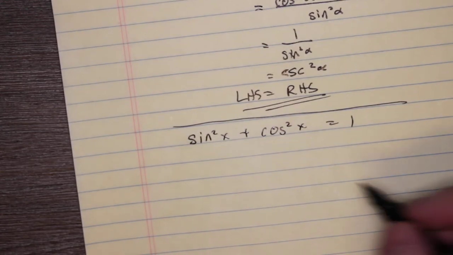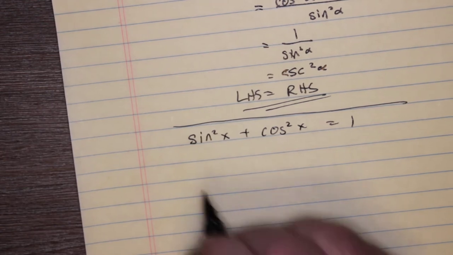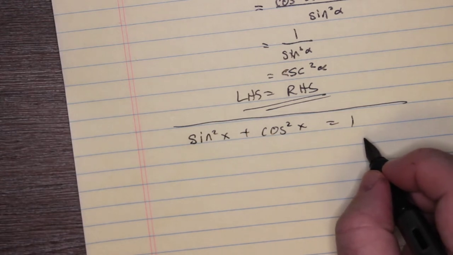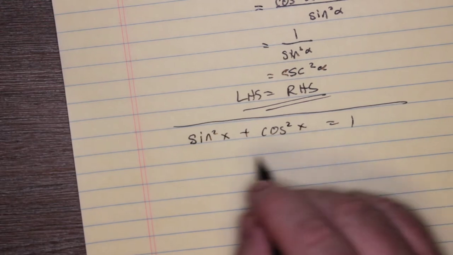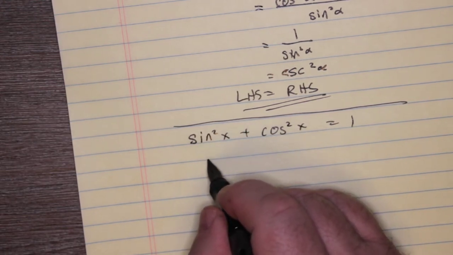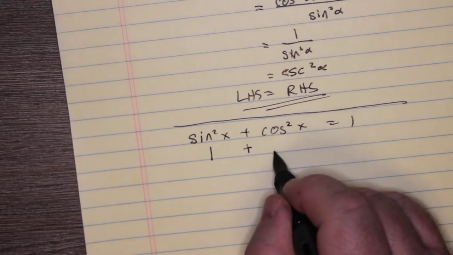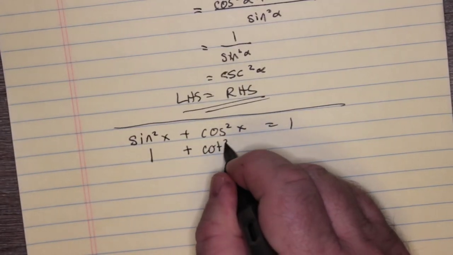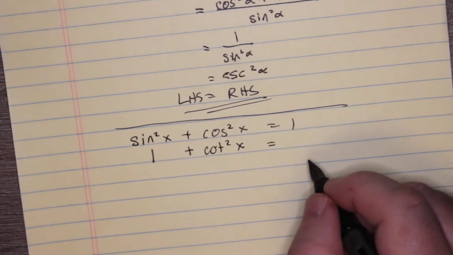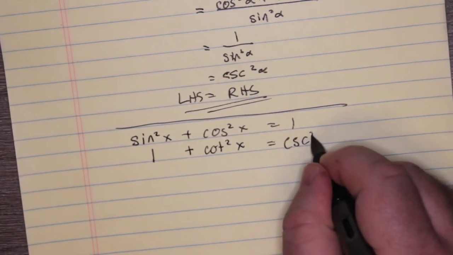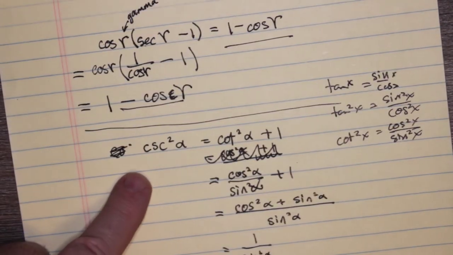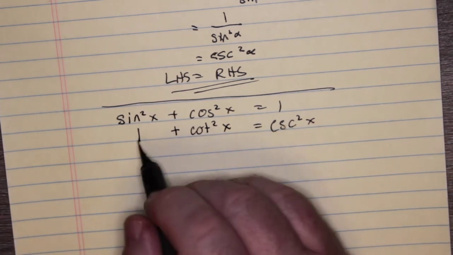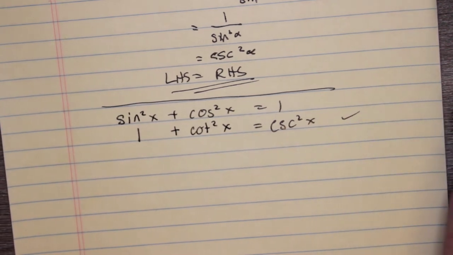There are two other equations that are related to the Pythagorean identity. What if I divided everything by sine squared x? If I divided everything by sine squared x, I'd get this. Sine squared over sine squared is 1. Cos squared divided by sine squared, that gets you this situation, which gives you cotan squared x equals 1 divided by sine squared x, which is cosecant squared x. Look familiar? That was the problem we just did. So this is actually one of the Pythagorean identities.